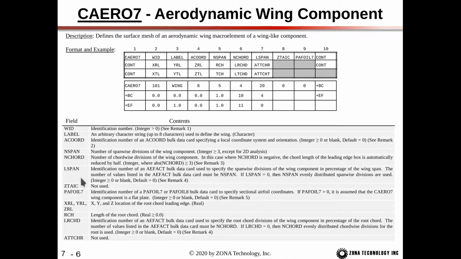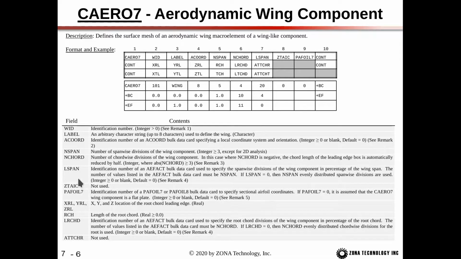LSPAN refers to an AEFACT card to define the span-wise cuts of the AEROZ. If LSPAN is blank, then by default, ZAERO will evenly distribute the span-wise cuts. So if your NSPAN is 3 and LSPAN is blank, then the divisions would be at 0%, 50%, and 100% of the span. If you don't want even cuts, then you make use of the LSPAN entry. This refers to an AEFACT card where you specify the span-wise divisions in percentage of wingspan. So the values will go from 0 to 100.